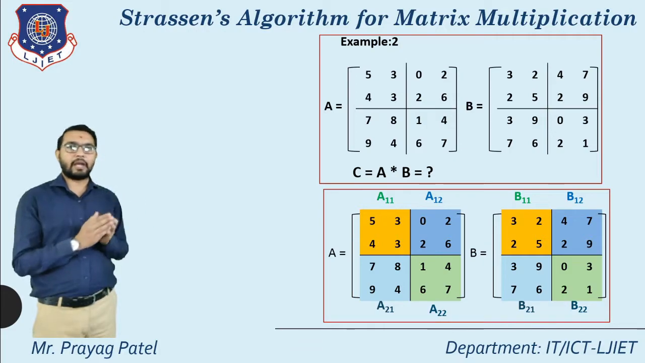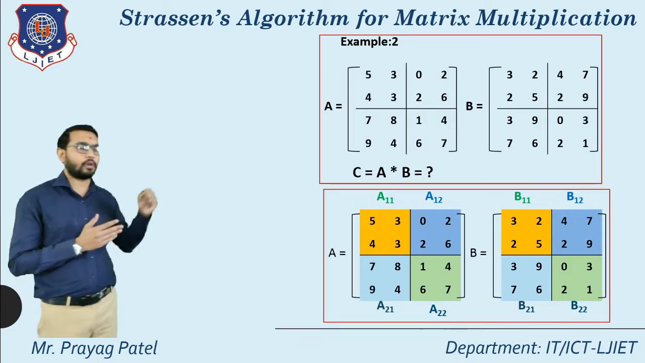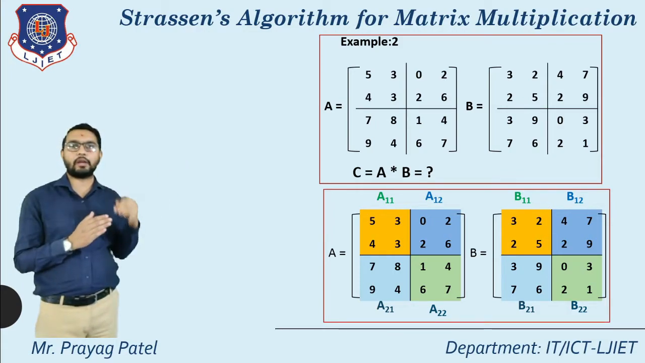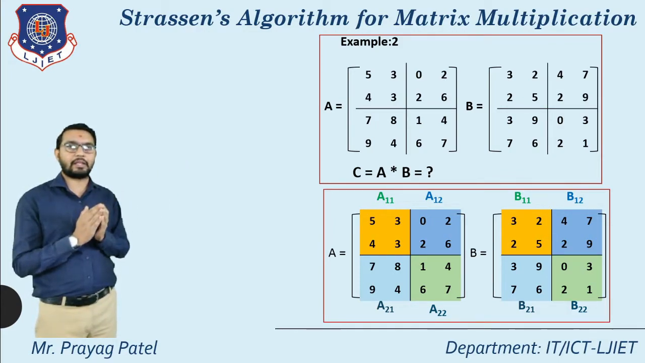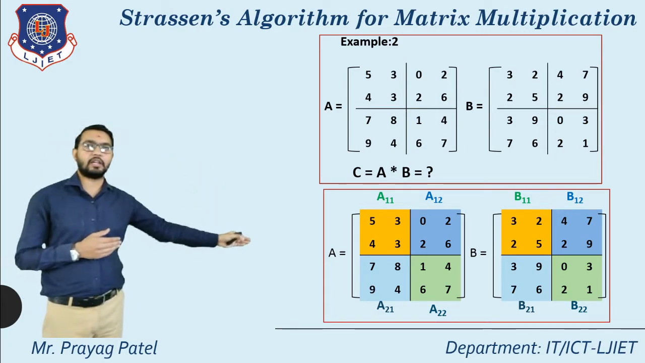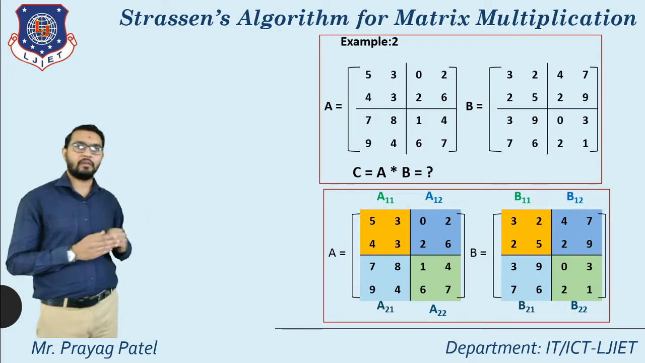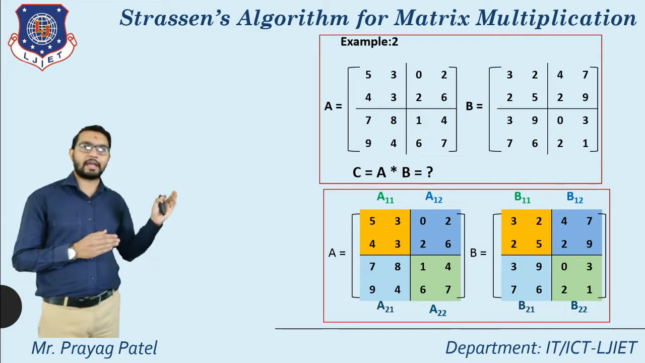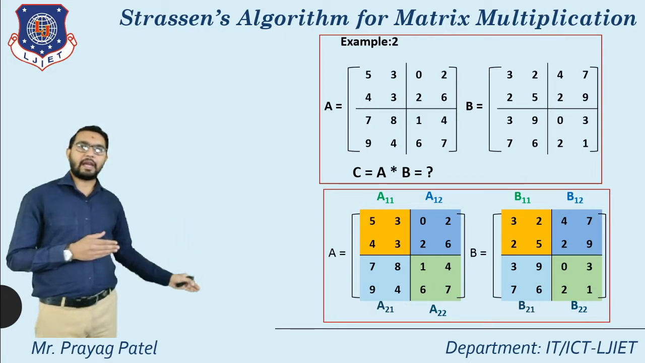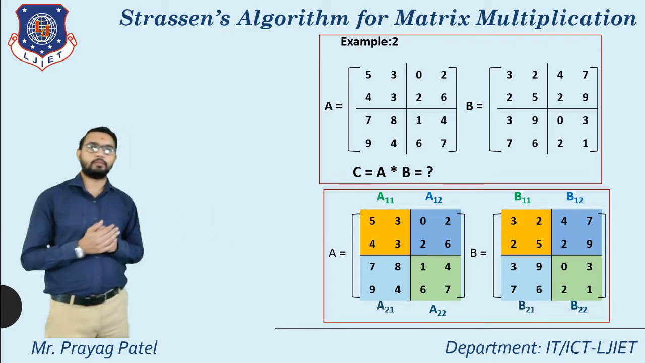For dividing this matrix, consider n by 2 elements in each submatrix. So 4 cross 4 divided by 2 means 2. So 2 cross 2 matrices are obtained from the 4 cross 4 matrix. First consider these 4 elements 5, 3, 4, 3 as A11, 0, 2, 2, 6 as A12, 7, 8, 9, 4 as A21 and 1, 4, 6, 7 as A22.